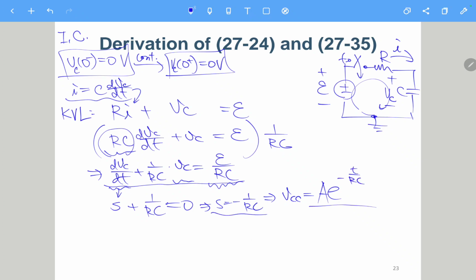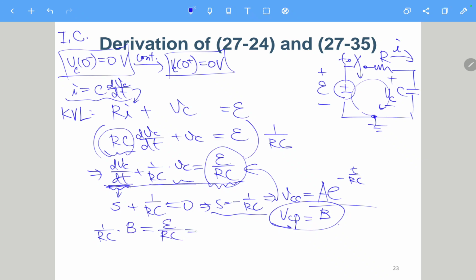Okay, as much as we have this one. This is a constant, so we will expect VCp is also a constant B. This is a particular solution. And then we can just plug this one in here. For the first derivative, the constant will be 0. And then for this one, we have 1 over RC times B equals E over RC. So we can quickly get that B is E.